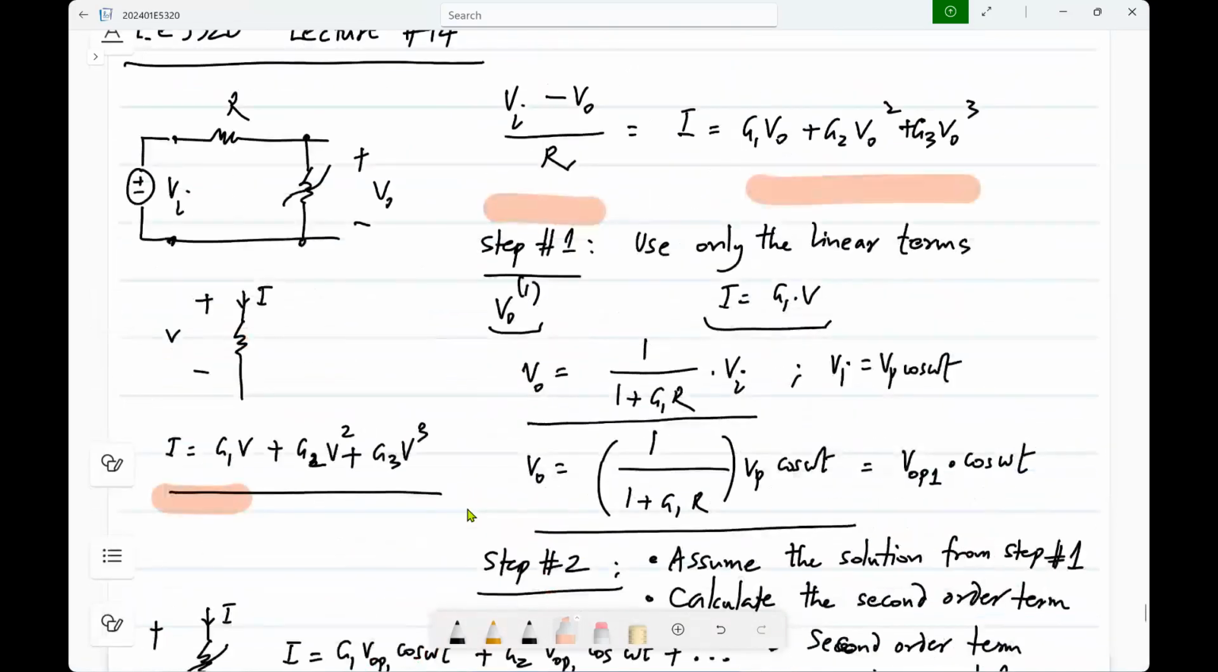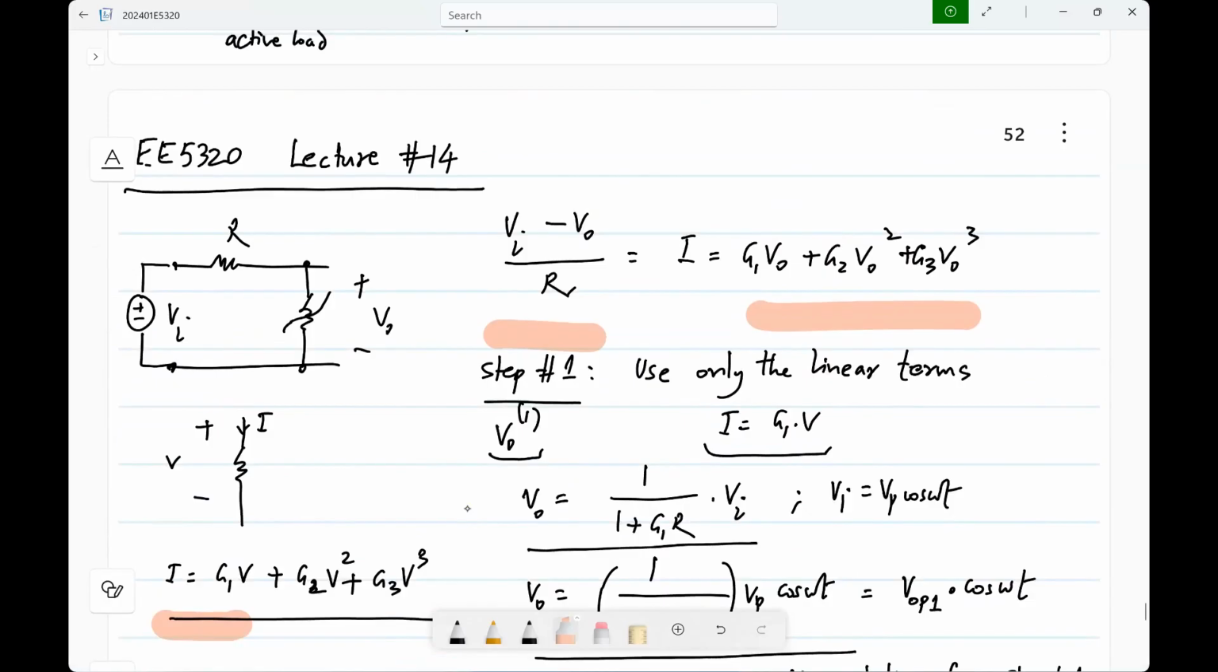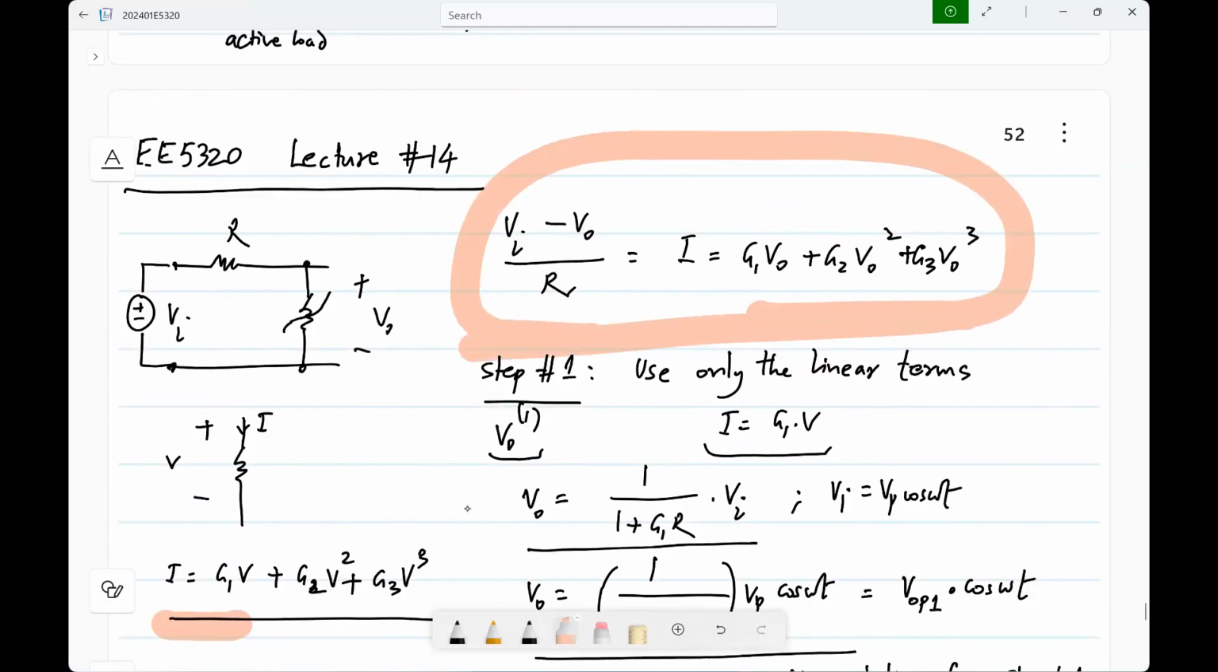So, let's say, how would you solve this? I mean, this is not even a differential equation. This is an algebraic equation. How will you solve this? What methods do you know for solving nonlinear equations?